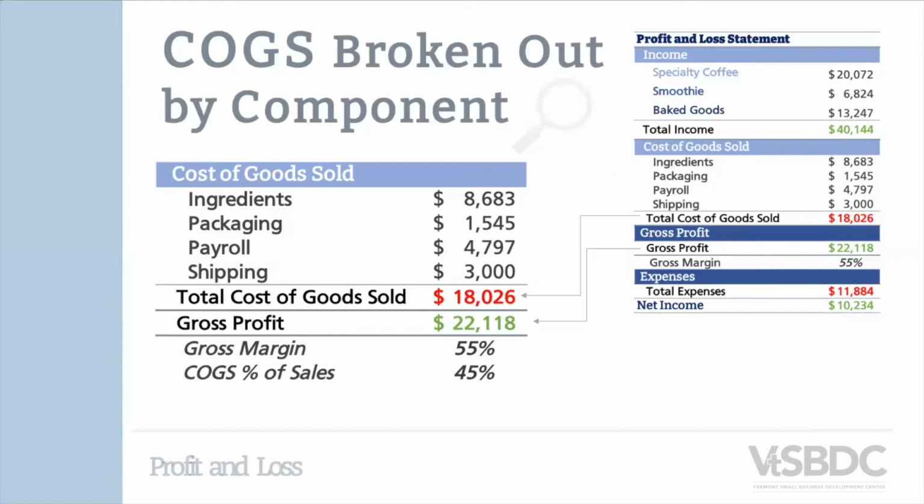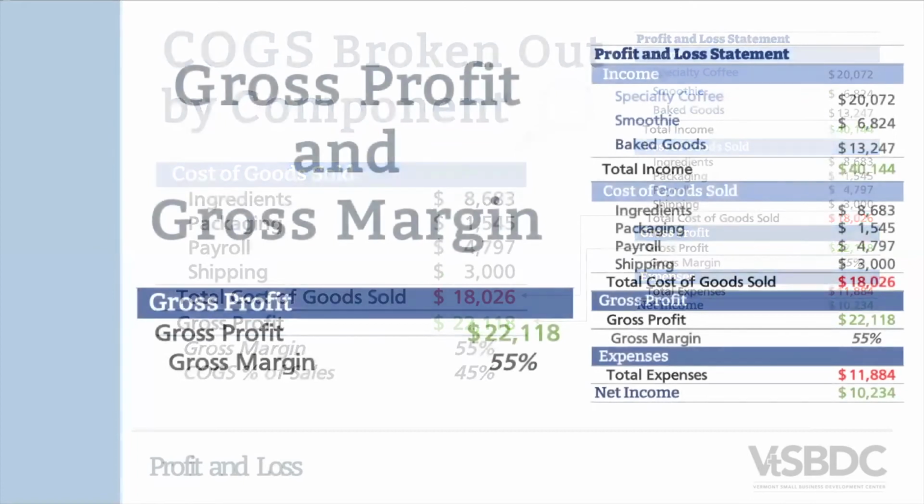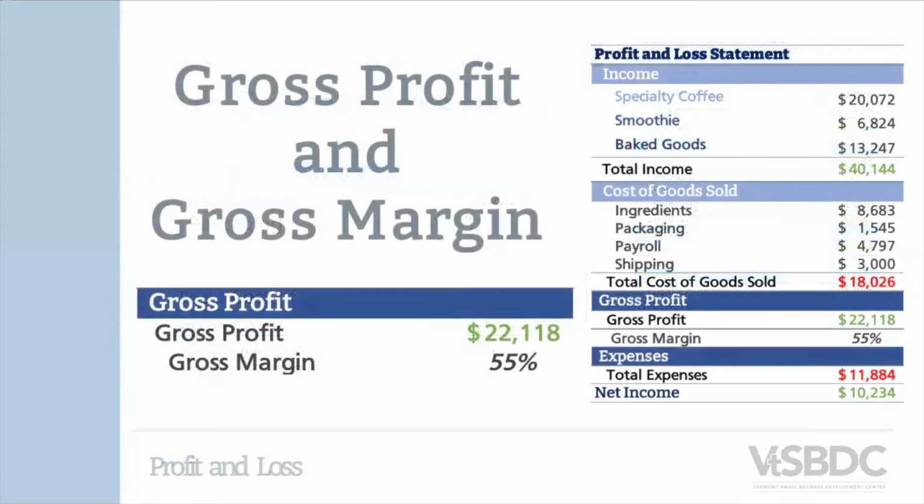So the next section is we're going to take a look at gross profit margin. You'll see that the gross profit figure here of $22,118 is also being labeled and expressed in an additional way, gross profit margin, or as it's often called, simply gross margin. This number is arrived at simply by dividing your gross profit by your total income line.